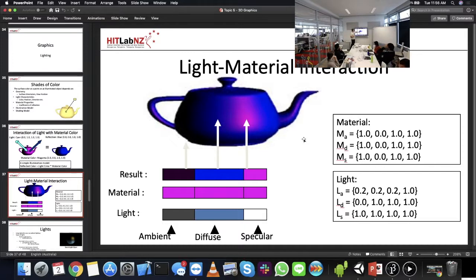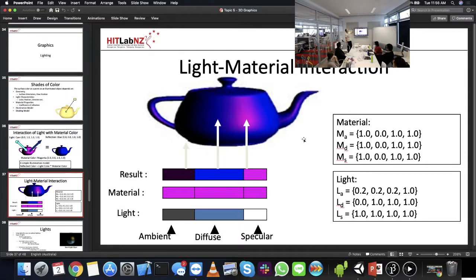So the diffuse is that fading out colour, and then specular is effectively the colour where the light is bouncing directly off the object and back into our eyes. A good example of the diffuse for this is the colour when I'm holding it, you guys looking at it like that.